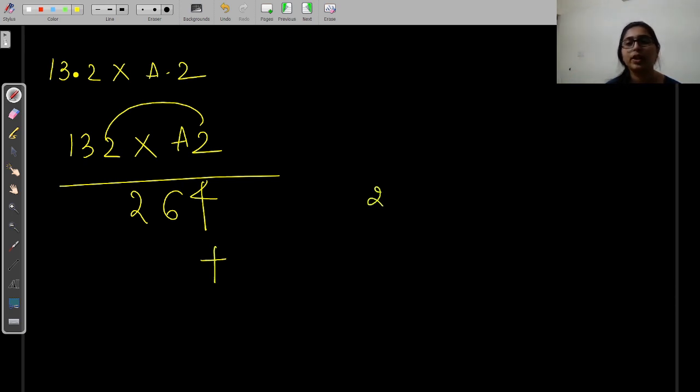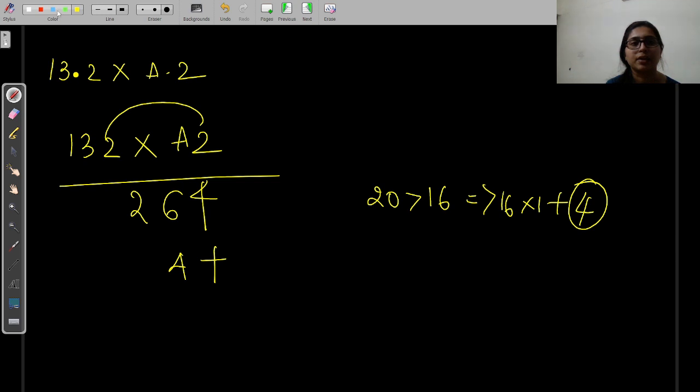10 into 2, 20, greater than 16. So I can write it as 16 into 1 plus 4. This I will write here, and this I will take as carry. Next, 10 into 3, 30. Sorry, what I did: for 10 into 2, 20, I wrote 4 and the carry is here, not here. I took it in carry.